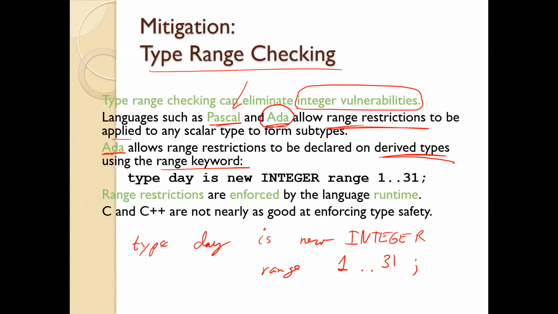C and C++ are not nearly as good at enforcing this, but you can do it too. You can create objects, obviously, classes and types, like in object-oriented programming. So you can create classes, objects, etc.